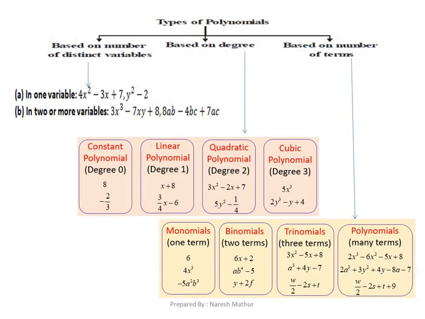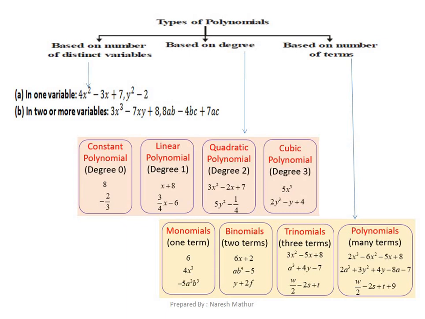Now see the classification of polynomials. If we talk about the number of variables in a polynomial, we have a polynomial in one variable, which we are going to deal with in the whole chapter. Let's say 4x square minus 3x plus 7, or y square minus 2. These are polynomials with one variable. A polynomial can have two or more variables also. Let's say 3x cube minus 7xy plus 8, or these are other examples. We can have two or more variables in a polynomial also.